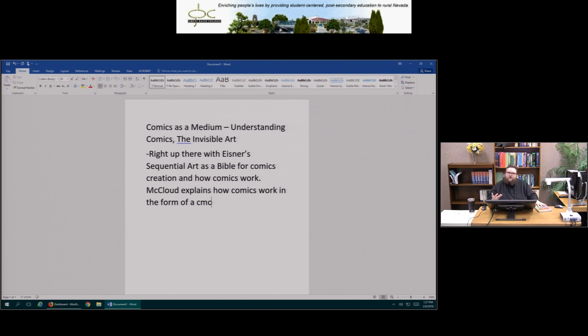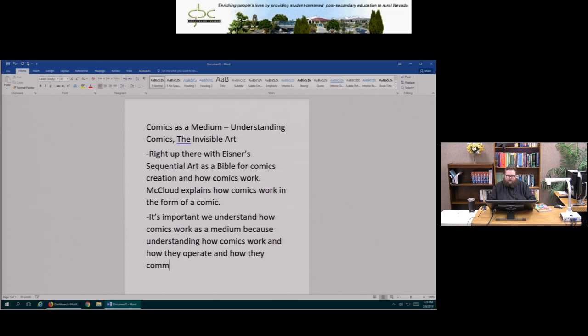Understanding Comics: The Invisible Art is a really cool book, and I think it's got a lot of really useful concepts in it. If you go chapter by chapter, every chapter of McCloud is saying something new and useful for understanding how comics work as a medium. One of the reasons I think it's important we understand how comics work as a medium is because understanding how they operate and how they communicate ultimately helps us analyze them more effectively.